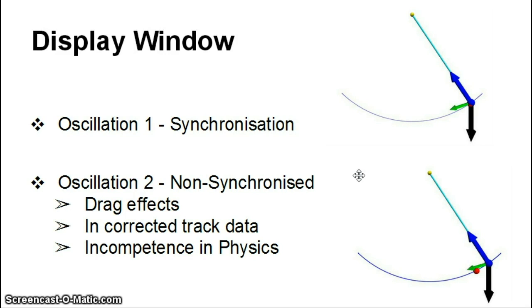The first oscillation is quite in synchronization. The red ball is the observed data, the blue ball being the predicted data. For the second oscillation, you can see that the predicted data is seriously incorrect. This could be due to drag effects, which were not taken into account, incorrect tracking data, that's my responsibility, and actually incompetence in the physics that I used. Perhaps the last one is the more likely.